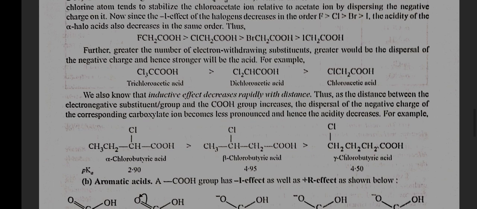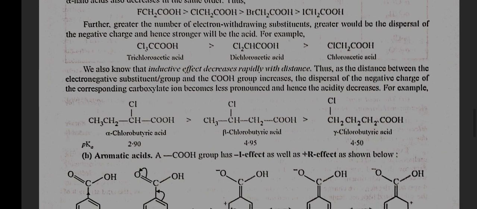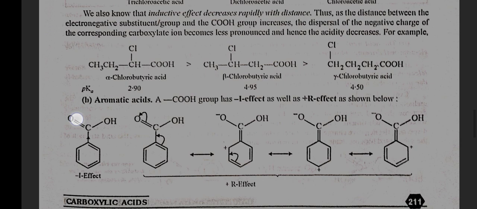Further, the greater the number of electron withdrawing substituents, the greater the dispersal of the negative charge and hence the stronger will be the acid. We also know that the inductive effect decreases rapidly with distance. Thus, as the distance between the electronegative substituents and the COOH group increases, the dispersal of the negative charge of the corresponding carboxylate ion becomes less pronounced and hence the acidity decreases.